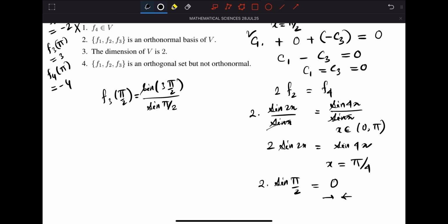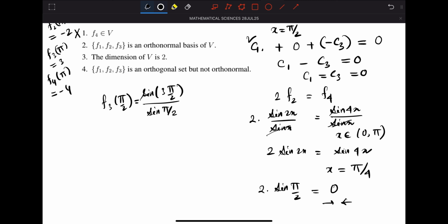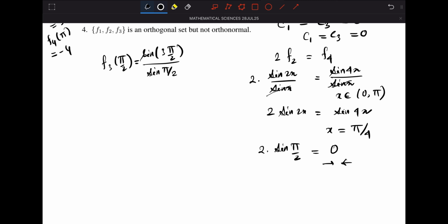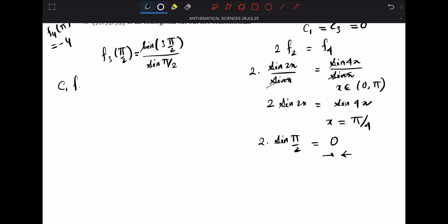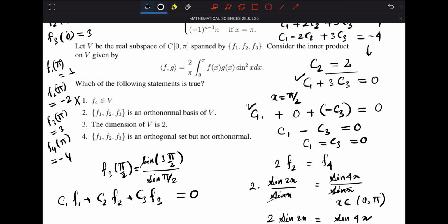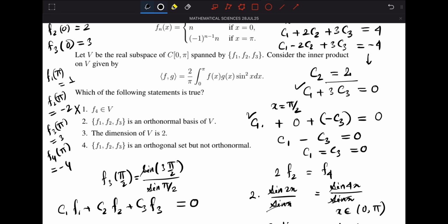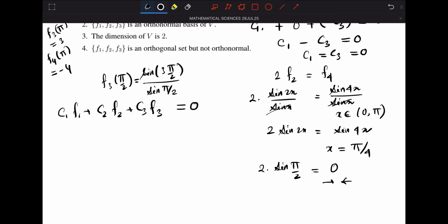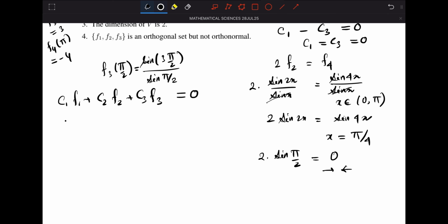Okay, maybe check the third option first. So the dimension of V is 2. So let us assume C1 F1 plus C2 F2 plus C3 F3 is 0. So we want to show F1, F2, F3 are linearly independent. So again the same technique. So let us evaluate at x equal to 0.